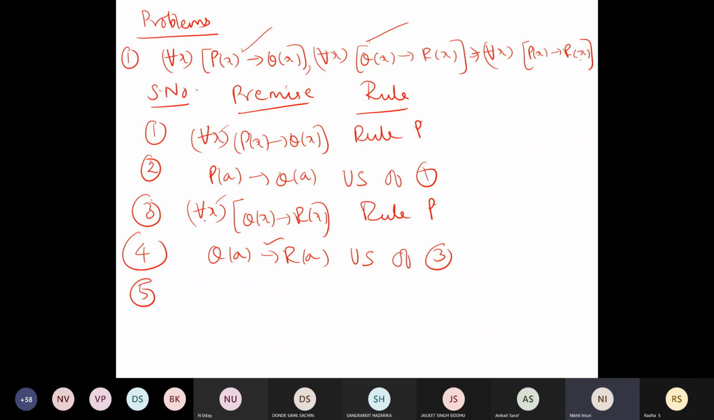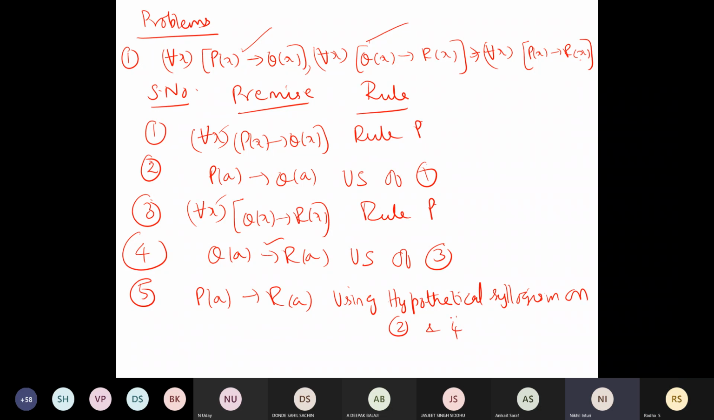Okay, then can you combine 2 and 4? Yes, ma'am. By hypothetical syllogism, combining 2 and 4, P of A implies R of A. So, hypothetical syllogism on 2 and 4. Very good.